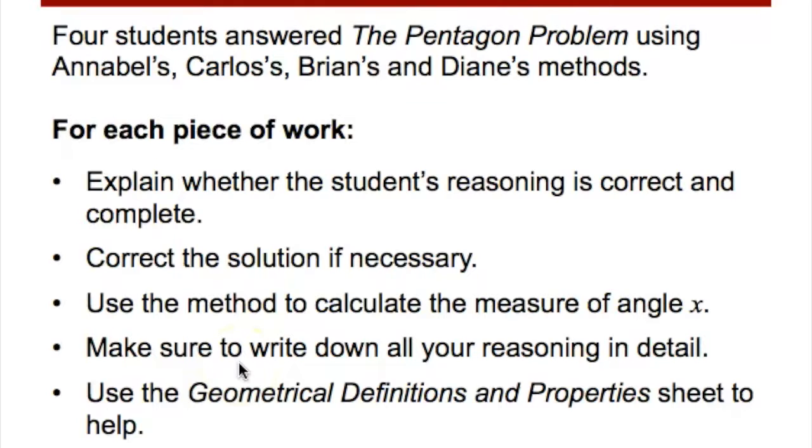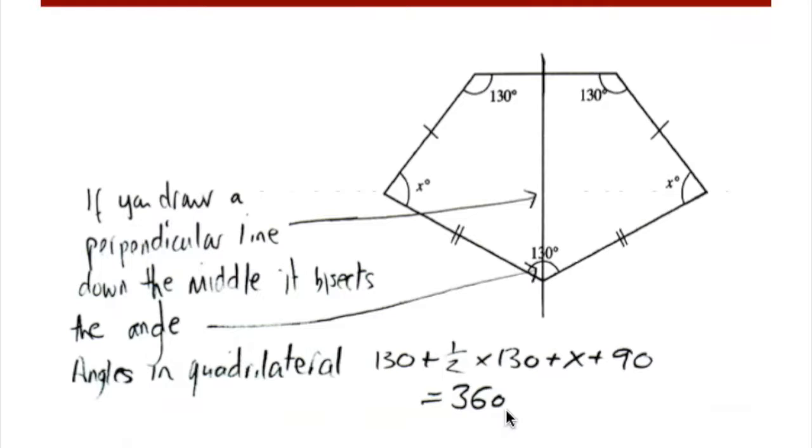You'll have to make sure you write down all of your reasoning in detail using the geometrical theorems and properties to help you explain your reasoning. For example, here's one of the student methods. This student suggests if you draw a line, a perpendicular one, down the middle, it bisects the angle. And then the student proceeds to write angles in a quadrilateral. 130 degrees plus 1/2 of 130 degrees plus x plus 90 equals 360.